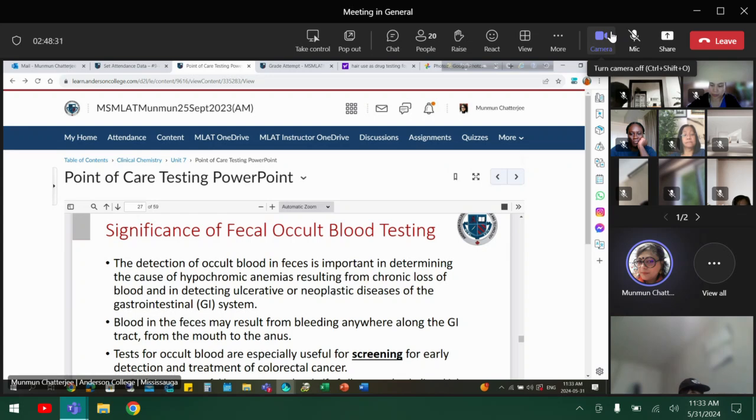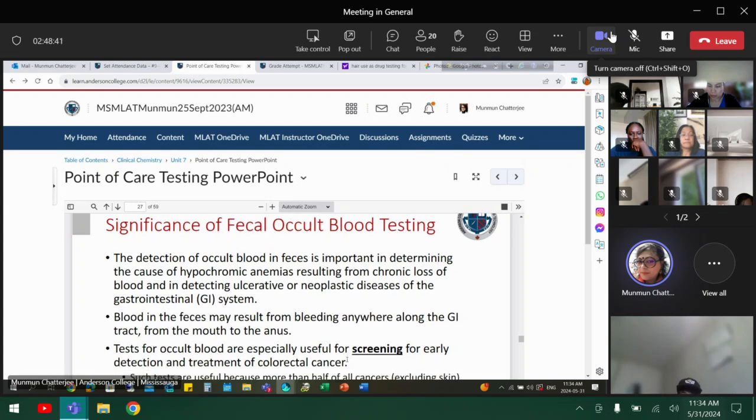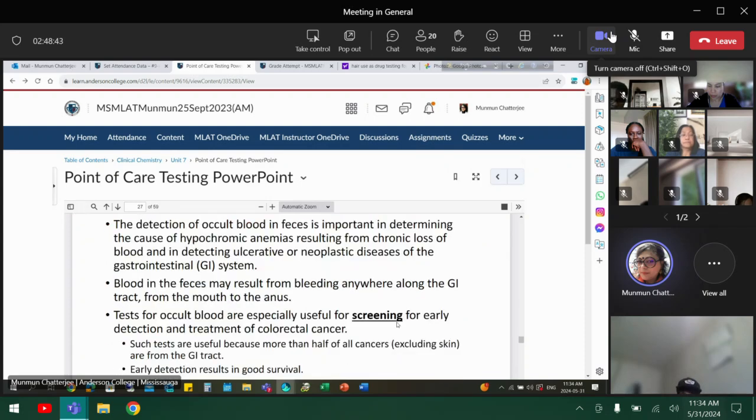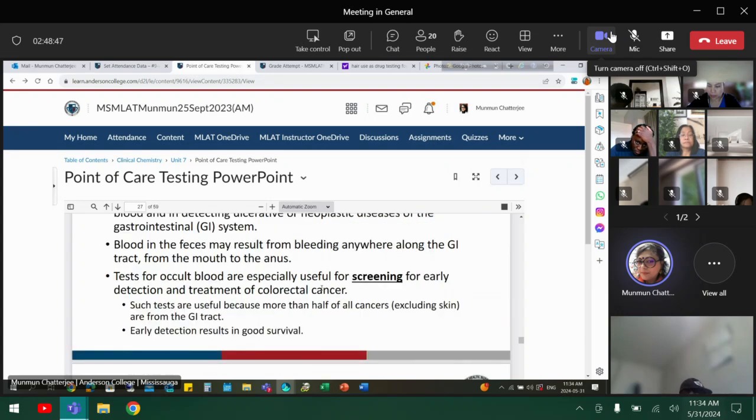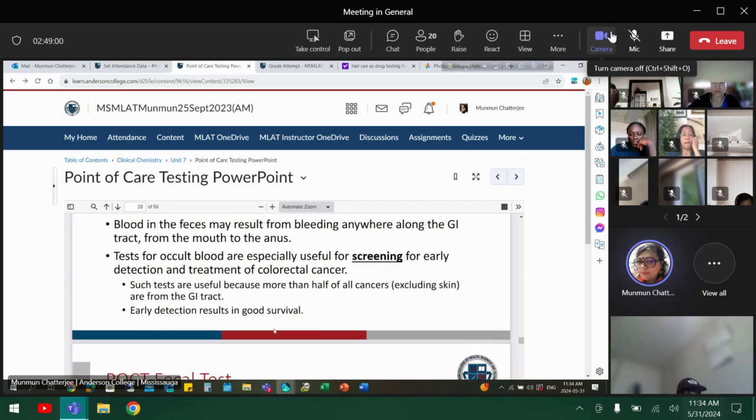Blood in the feces may result from bleeding anywhere along the GI tract, from mouth to the anus. So tests for occult blood are especially used for screening, not for quantitative. Again, it's qualitative, for early detection and treatment of colorectal cancer, because more than half of all cancers, excluding the skin, are from the GI tract. Early detection results in good survival.